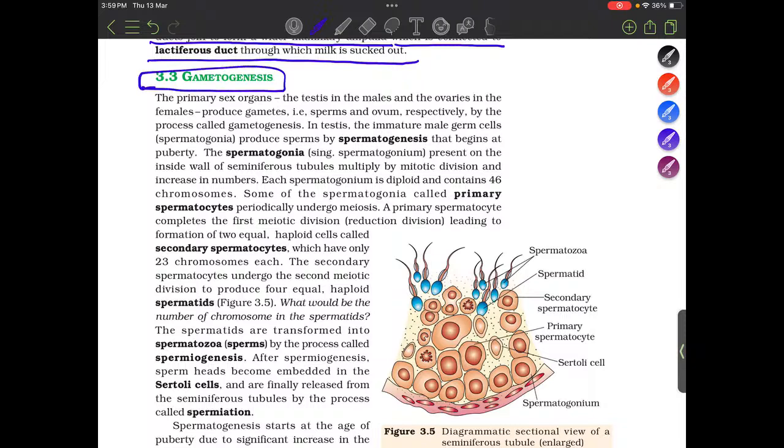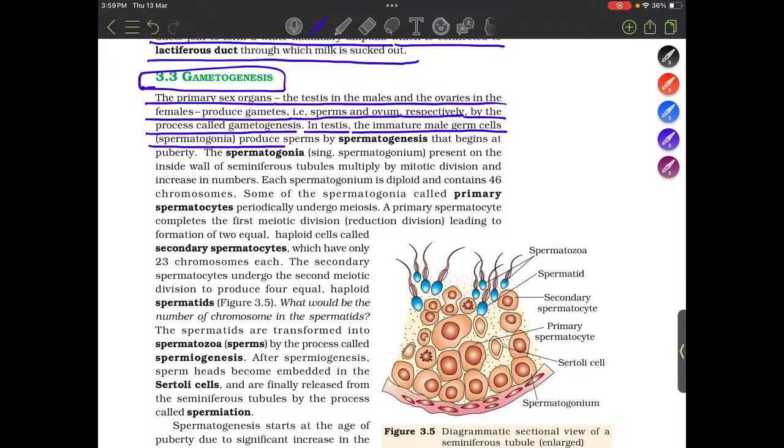3.3 Gametogenesis. The primary sex organs, the testes in the males and the ovary in the females, produce gametes, that is, sperm and ovum respectively, by the process called gametogenesis. In the testes, the immature male germ cells, spermatogonia, produce sperm by spermatogenesis that begins at puberty.